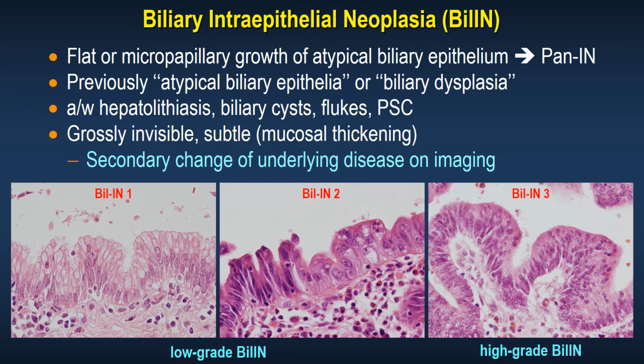Biliary intraepithelial neoplasia, BilIN, is characterized by flat or micropapillary growth of atypical biliary epithelium. It has been previously called atypical biliary epithelia or biliary dysplasia. It occurs in the presence of chronic inflammation of various causes such as hepatolithiasis, biliary cysts, parasitic disease, and primary sclerosing cholangitis. Because of its small size, the lesion itself cannot be seen on imaging exams, but changes such as stricture related to underlying disease can be observed.